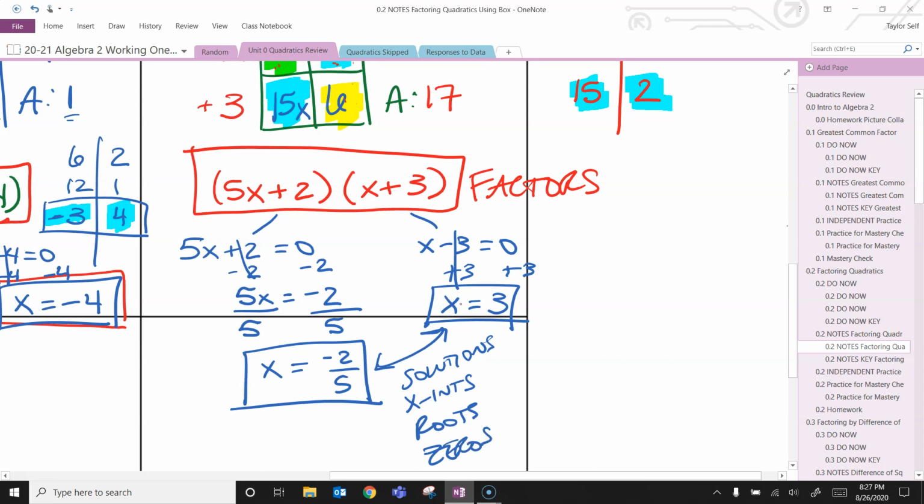Okay, now we're going to do some practice. Good job with that fast, speedy section of notes.